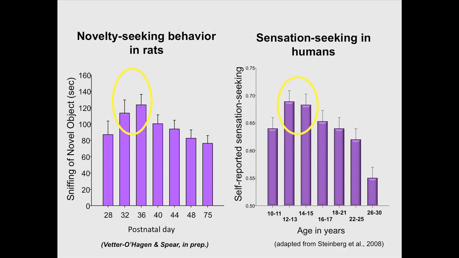You see these increases in risk-taking and novelty-seeking across species. This is some data of ours, in rats, where early mid-adolescents are showing peaks in novelty-seeking behavior. This is work by Larry Steinberg, who does really cool stuff, using a subset of the Zuckerman scale to look at sensation-seeking. Again, you see these increases peaking in sensation-seeking in early mid-adolescence.